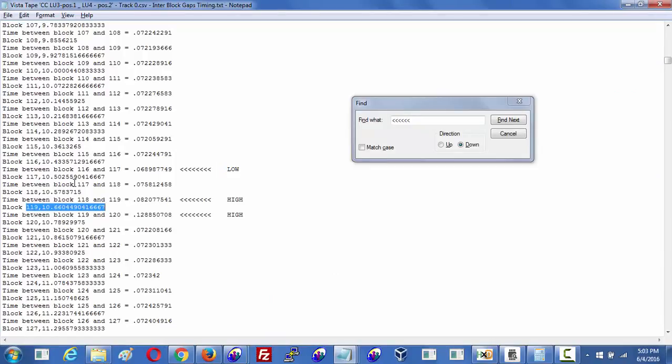The gap between 117 and 118 should be a little bit on the high side. So what's happening here? Well, between 116 and 117, it's actually on the low side. So let's think about what that means. I think we need to look visually to see what's going on. So let's start with block 116.